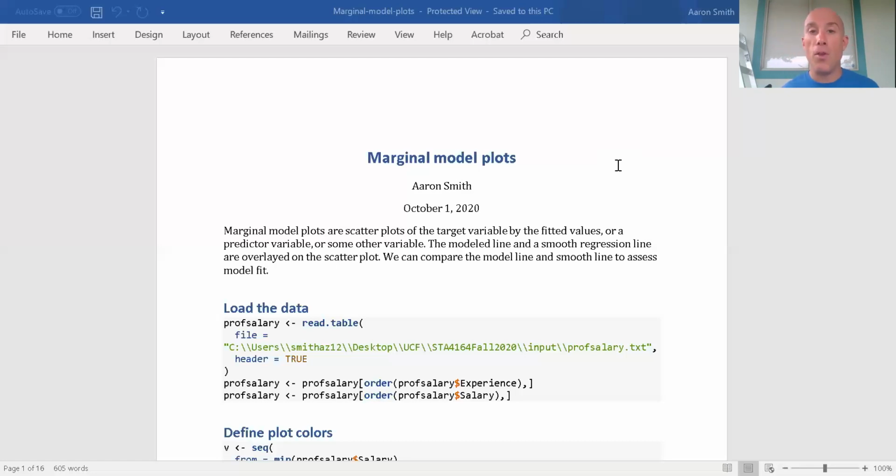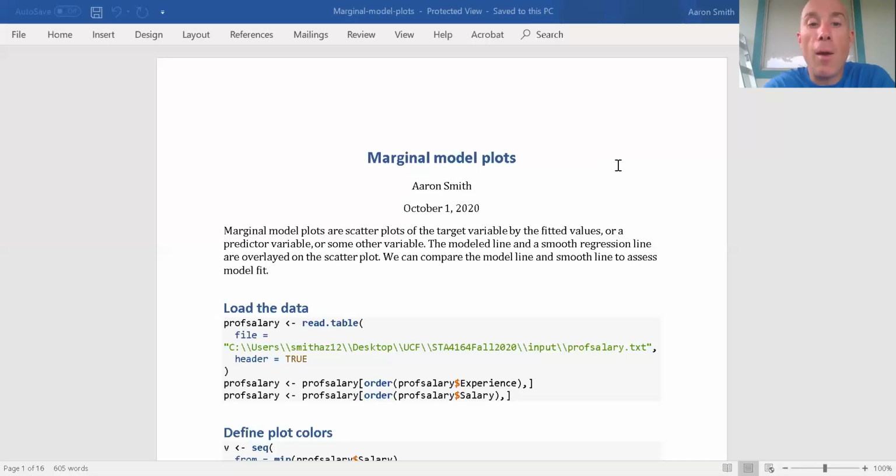What we want to do is use the scatter plot, our model line, and the smooth curve to check to see, do we have a good model? If we have an outstanding model, the smooth curve and our straight line will be very close to each other. And so we'll be feeling pretty good about our model.